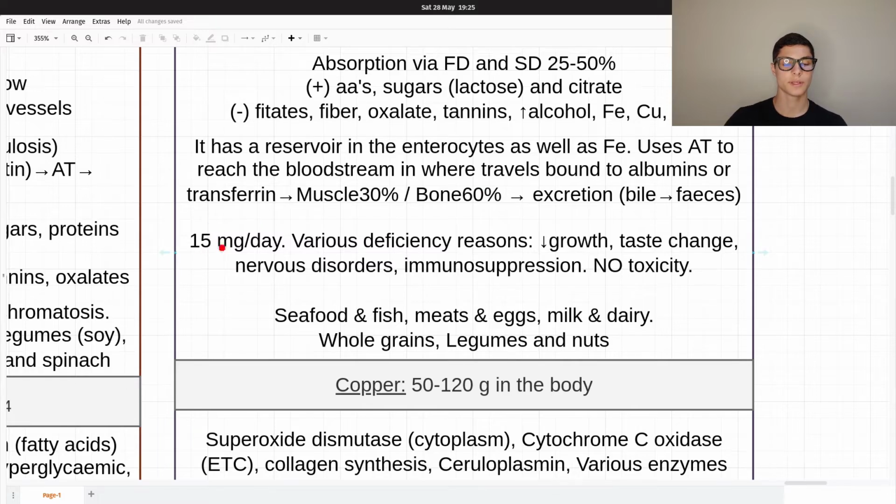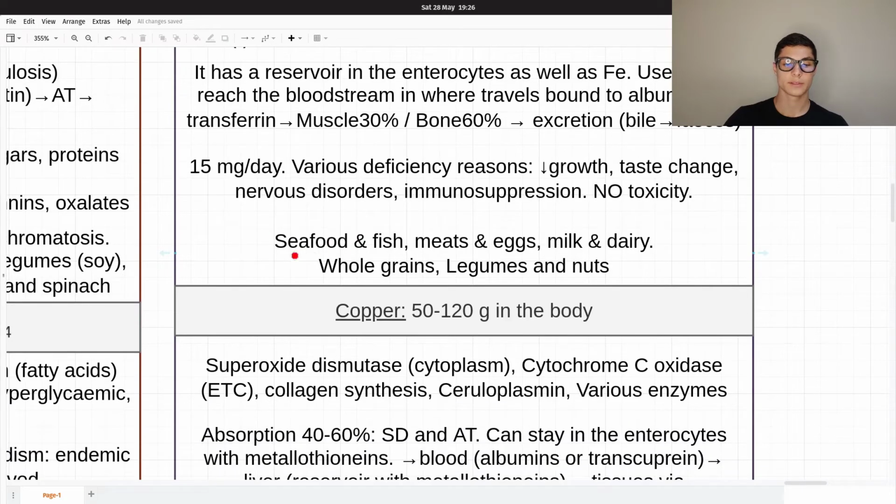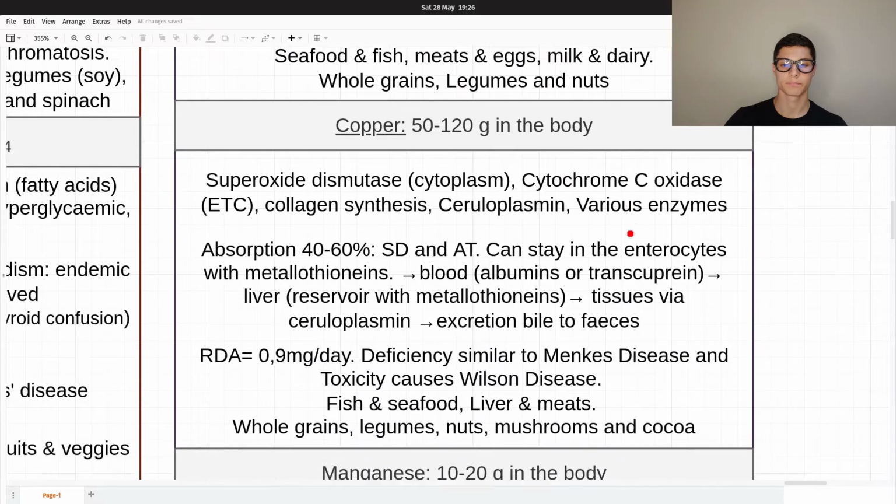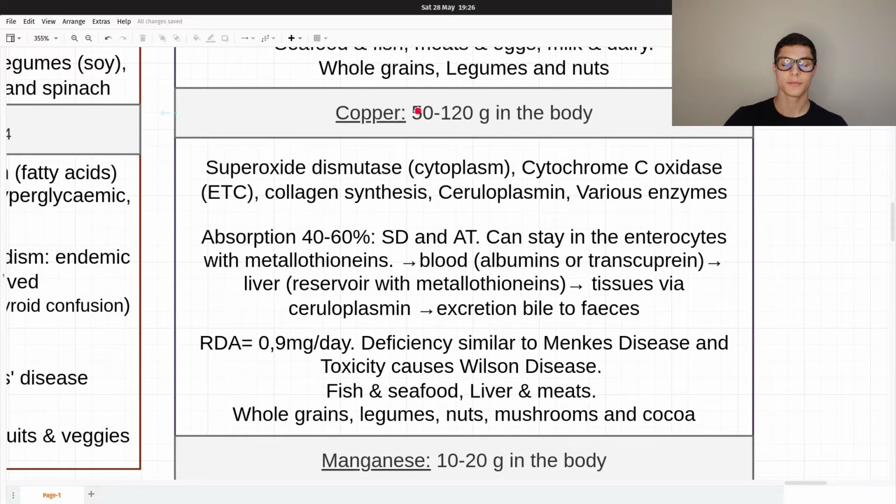Recommended dose: 15 milligrams a day. Various deficiency reasons. It lowers growth, the taste changes, and we can experience nerve disorders and immunosuppression in the worst case scenario. And it has no toxicity proven. We can find zinc in seafood and fish, a lot in seafood, meats and eggs, milk and dairy, whole grains, legumes and nuts.